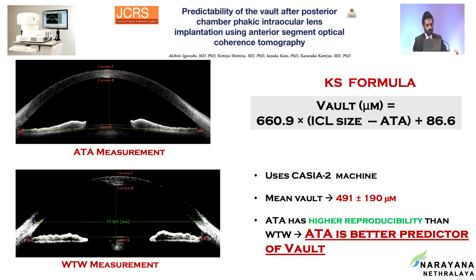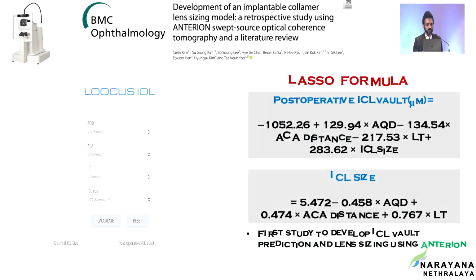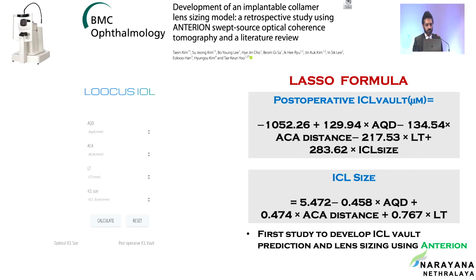And also we have something called the KS formula. This showed that angle-to-angle measurement is a better predictor of the vault than our regular wide-to-wide measurements, which we've been used to. Then we also have a couple of AI-driven softwares like the ICL Guru, whose vault prediction error within 250 microns is 97%. And the Lasso formula is also a fantastic machine, again an AI-driven one, which uses the Antrion.